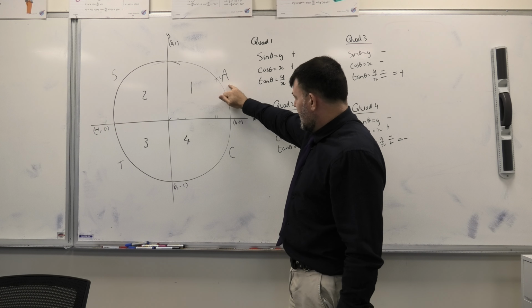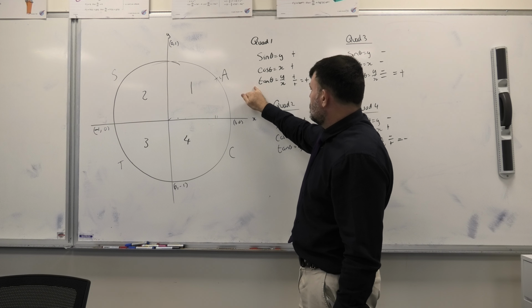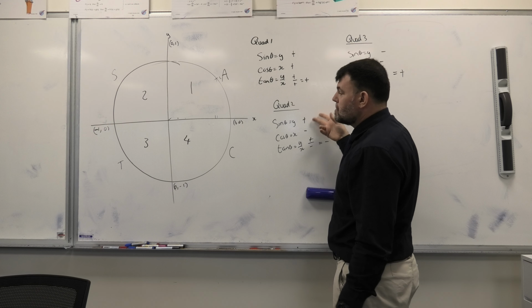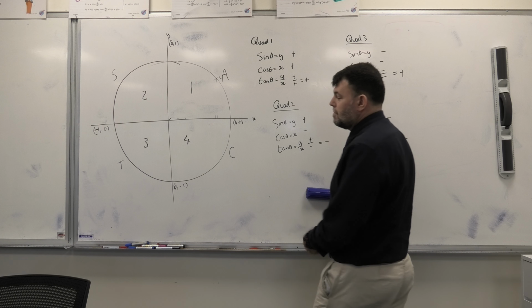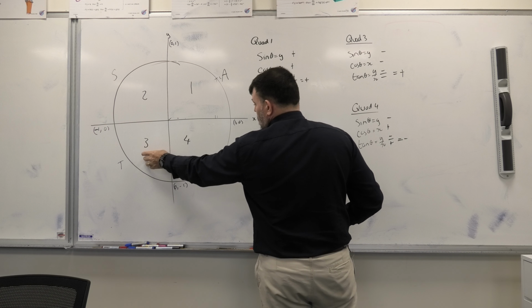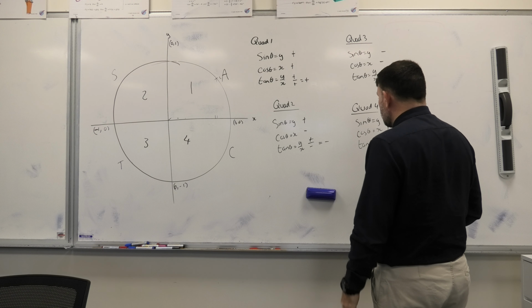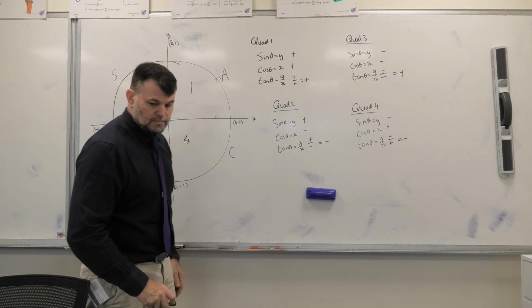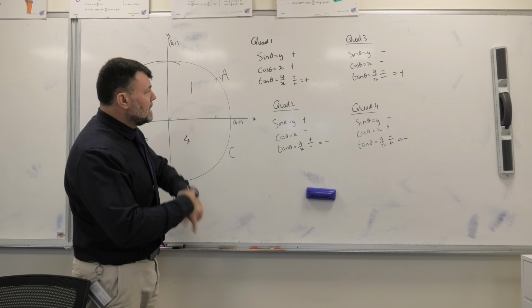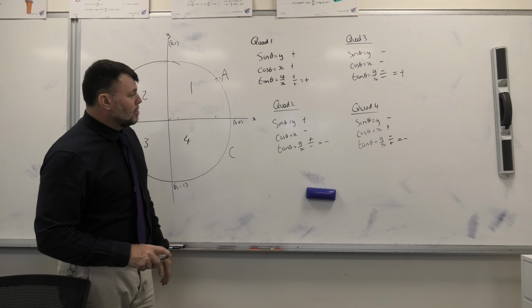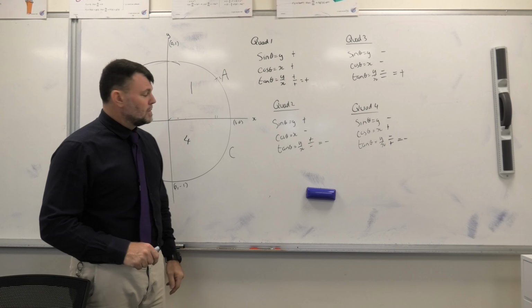So if it's A, everything is positive in terms of sine, cosine, tan. If it's S, only sine is positive, so cosine and tan would be negative. If it's T, only tangent is positive, so cosine and sine will be negative. And if it's C, only cosine is positive, so therefore sine and tan are negative. So when we are looking at further mathematics, this stuff's going to come into a lot of importance for us.